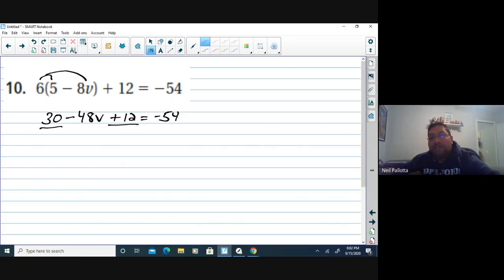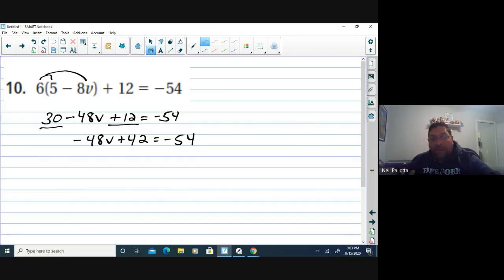Because those are your constants. Those are your terms without variables. So we want to put them together using addition. 30 and 12 is 42. So we have negative 48v plus the 42, right? The 42 is the 30 and the 12. That's going to be equal to negative 54.